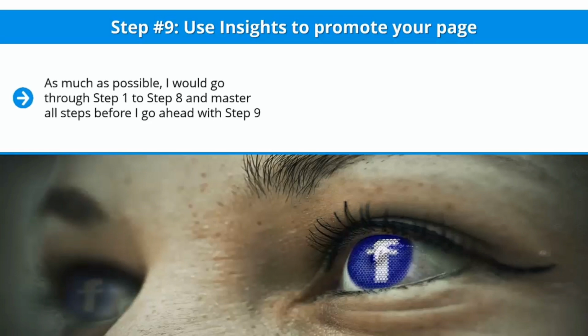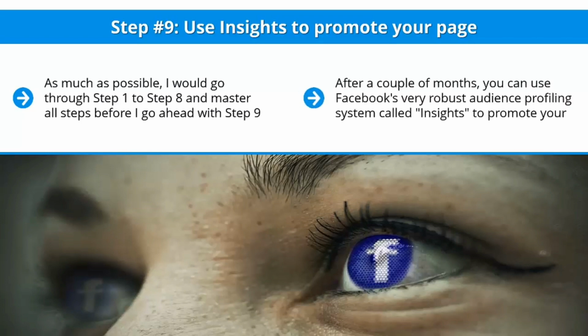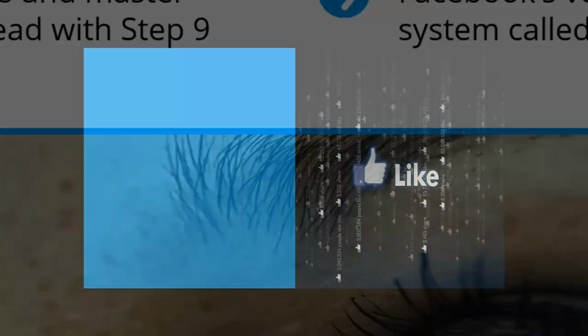As much as possible, I would go through step 1 to step 8 and master all steps before I go ahead with step 9. With step 9, you're going to be shelling out money to promote your page. After a couple of months, you can use Facebook's very robust audience profiling system called Insights to promote your page. You will know the right demographic, and you will also know the right posts and content to promote.